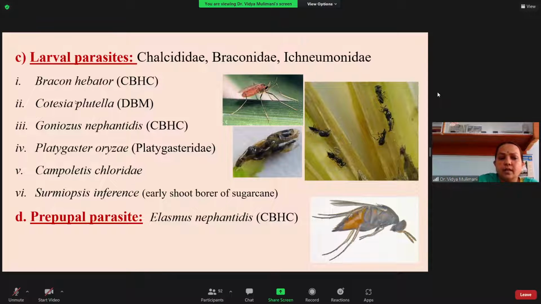Okay, so these are the examples. They may be ecto, or they may be endo, or they may be solitary, or they may be gregarious, but they are attacking the larval stage. Next here you have the prepupal stage. Prepupal stage is nothing but the one which is ready for going for pupation, but has not actually gone for pupation. It is at the end of the larval stage, preparing for the pupa. That you call the prepupal stage, and it will not feed. So here we have the Elasmus nephantidis, which is attacking the CBHC, the coconut black-headed caterpillar. So prepupal, you can just consider it as a larval-pupal parasitoid.